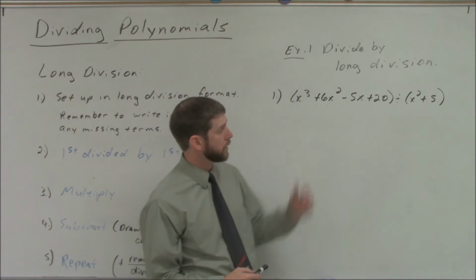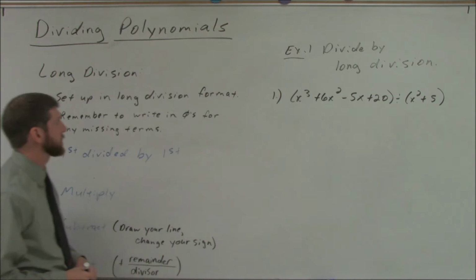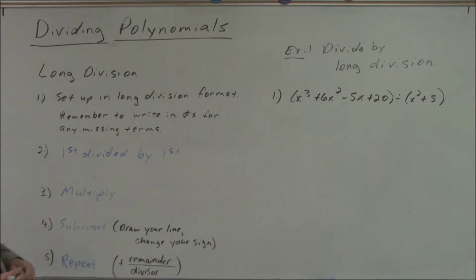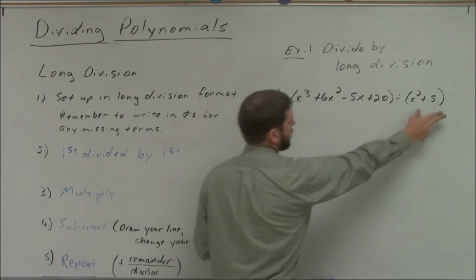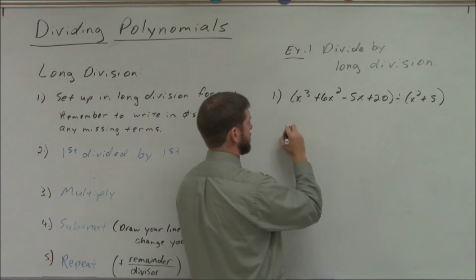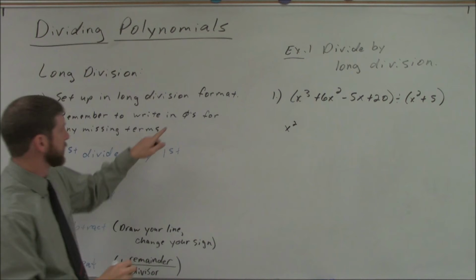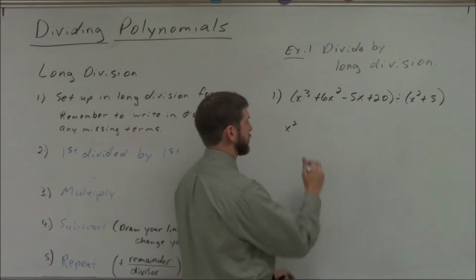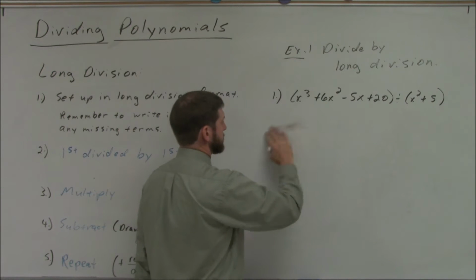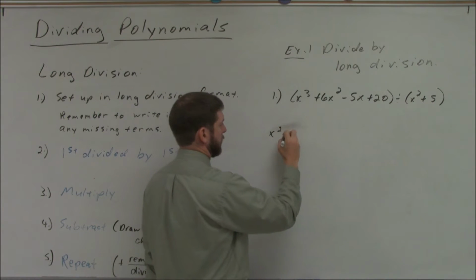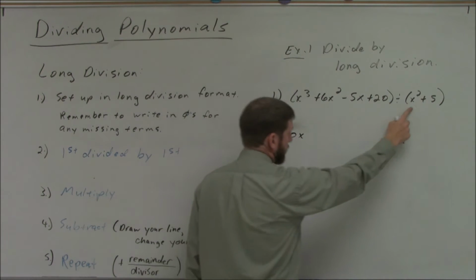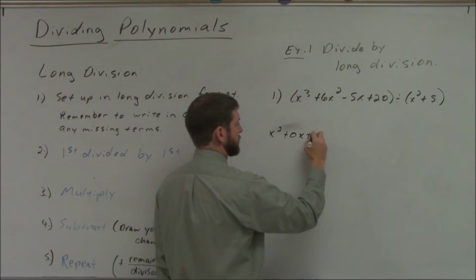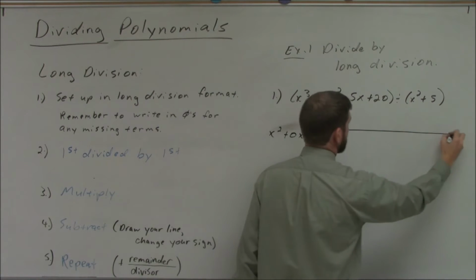Okay, here we have an example that I want to work for you. So going through our steps, first thing, let's get it set up in long division format. What we're dividing by goes on the outside, x squared. Remember, zeros for any missing terms. I have a quadratic term and a constant, so I need to put in a 0 for that linear term.